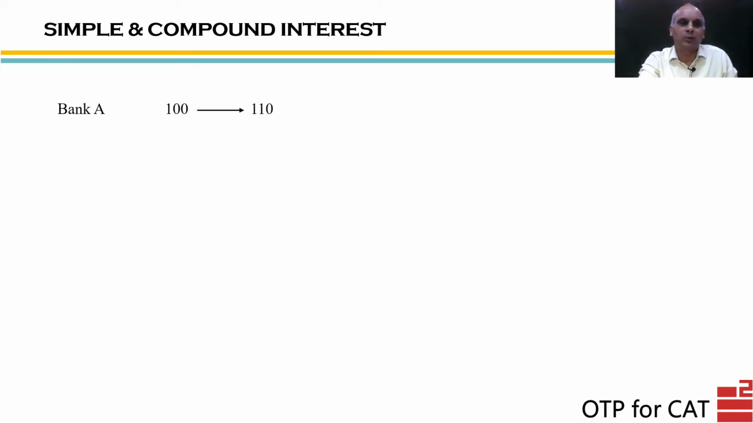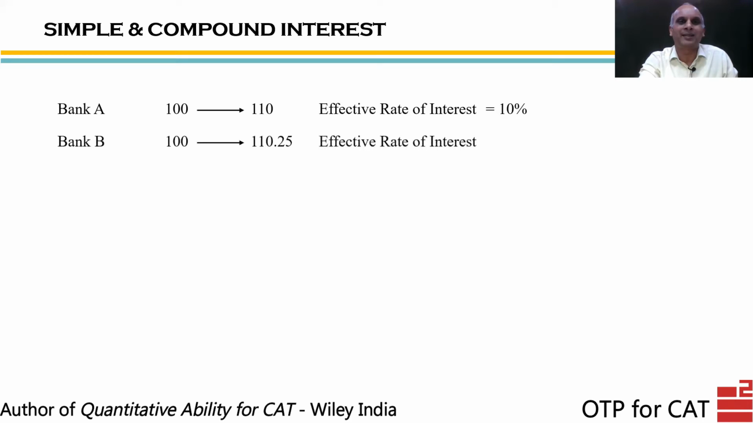Bank A situation was that 100 rupees becomes 110 rupees. So my effective rate of interest becomes 10%, which basically means my principal has grown by 10% overall. But in the case of Bank B, my money has grown by 10.25%. So that is the effective rate of interest in case of Bank B.